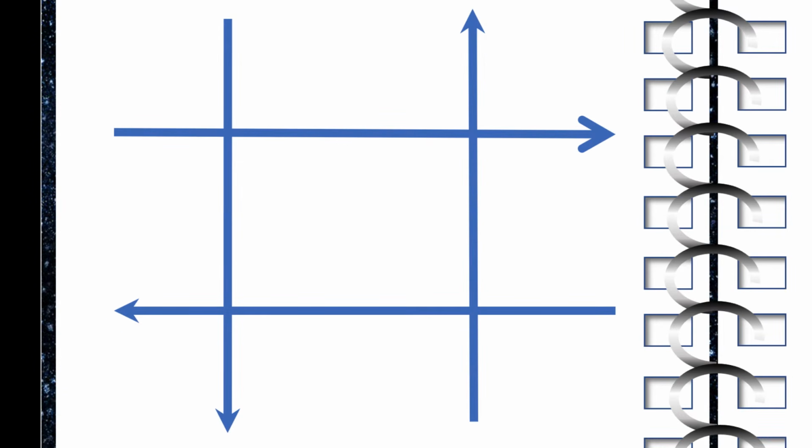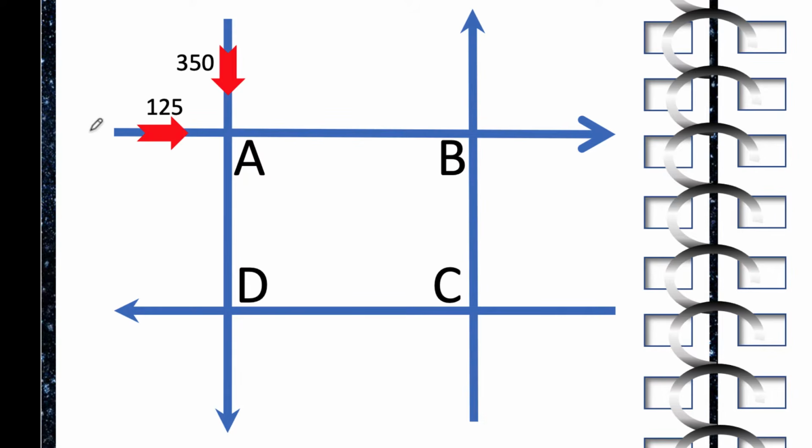You have these 4 streets that are all one-way streets. And there are 4 intersections corresponding to the nodes of the network. Let's say that from the north side of this road going to intersection A, the flow of traffic is 350 cars per hour. And coming from the west, the flow of traffic to intersection A is 125 cars per hour. Those cars can proceed to intersection B or intersection D.